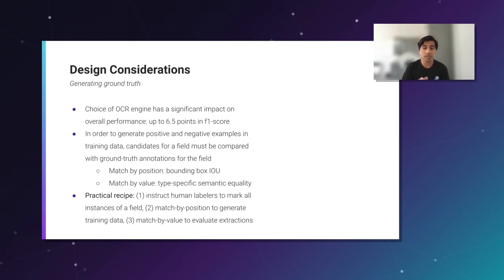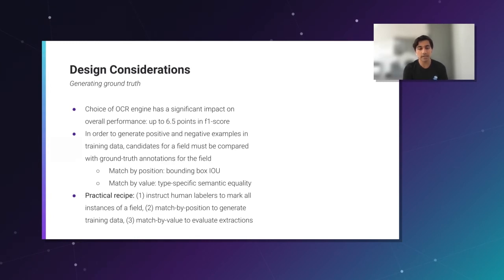But then the question is, how might you determine if candidates are ground truth true or ground truth false? There are two ways to do this. One way is you look at a candidate that you generate, and you look at the bounding box intersection over union with the true candidate that a human annotator has labeled. This is what the paper calls match by position. You can also look at type-specific semantic equality. Basically, given a type, for example a monetary amount, you literally evaluate the monetary amount and compare that to the human annotated monetary amount, and you see if they match. If they do match, it's a ground truth positive. Otherwise, it's a ground truth negative.